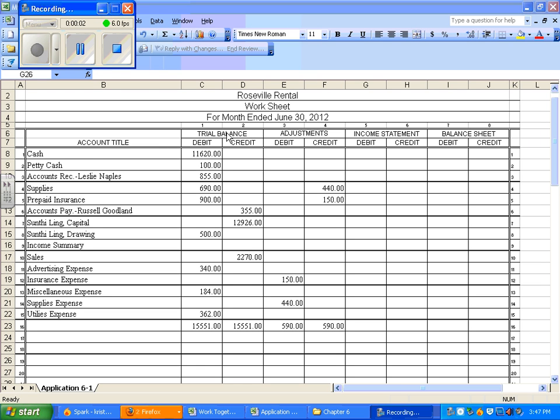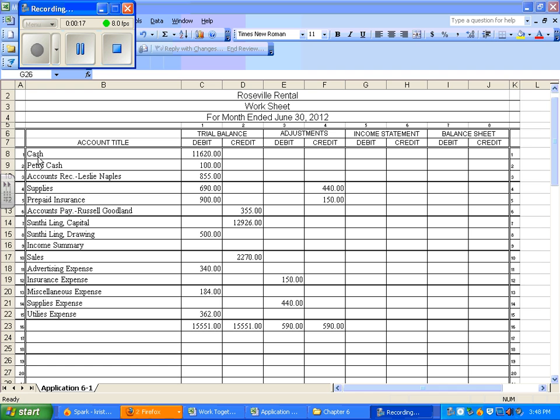Okay, we're going to finish out application 6.3. So we've done application 6.1. We did the trial balance. We did application 6.2. We recorded the adjustments. And now we're going to do application 6.3 and finish out the worksheet.